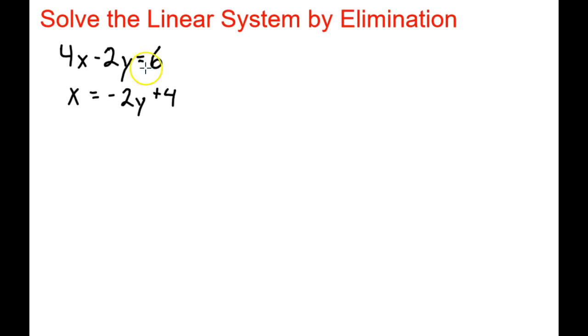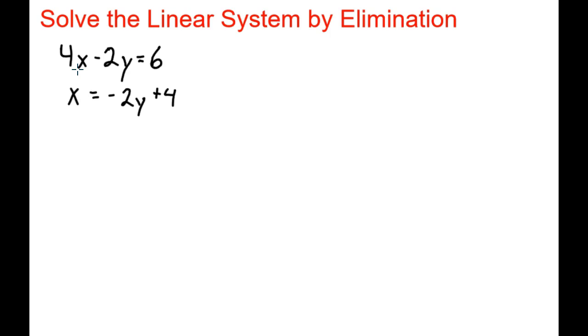For this particular system of equations, we could use the substitution method. We have a variable x with a coefficient of 1 isolated by itself. We could quickly substitute -2y plus 4 in for x in the first equation, go through, solve for x and y like we just did in the previous problem. But we're going to go through the elimination method.